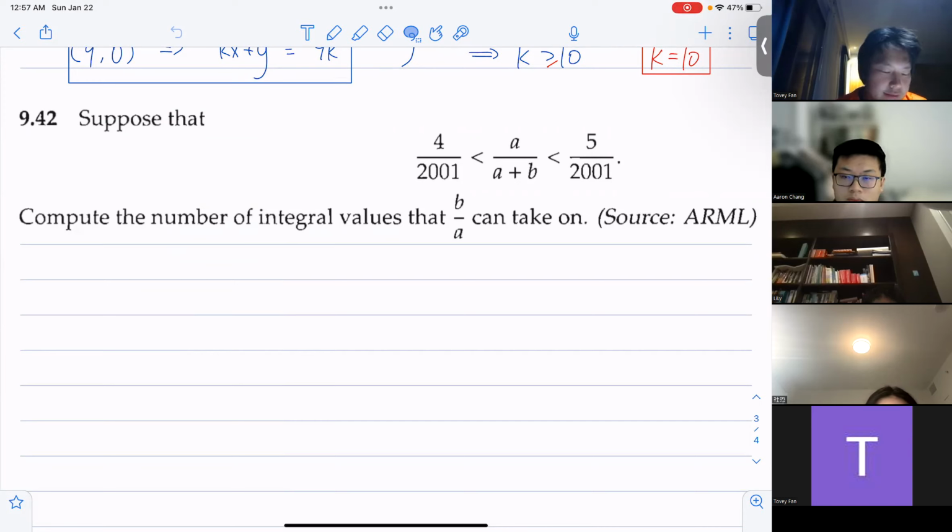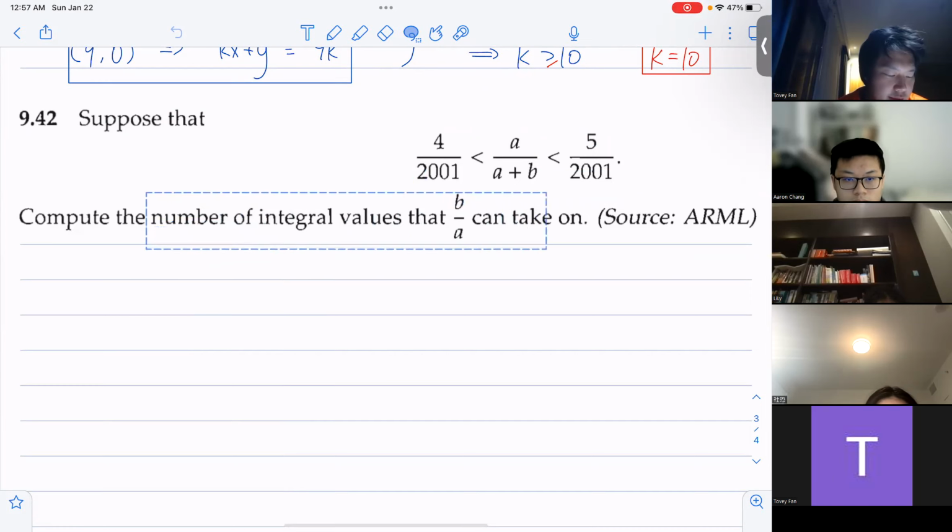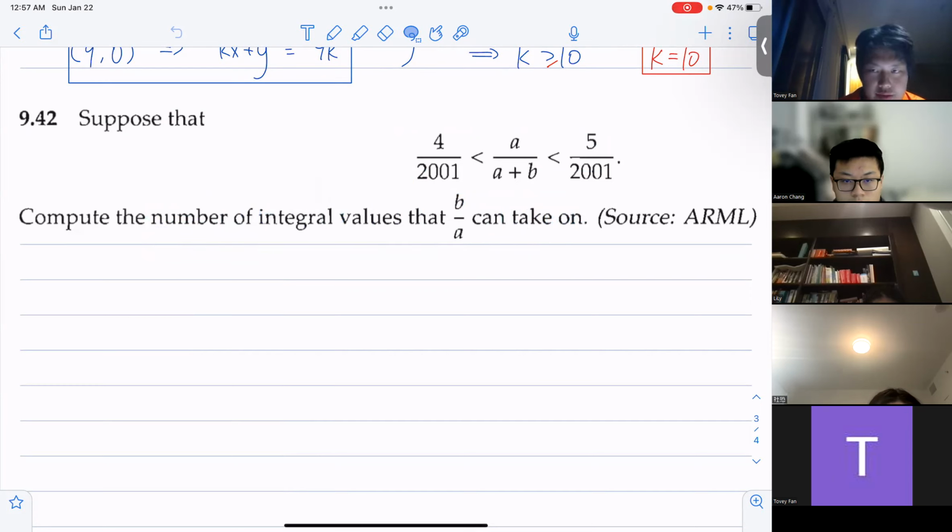So very simple. We're given an inequality, and it's just asking how many different integer values. Integral is the adjective of integer, 整数的. All right. So it's asking how many integral values that b over a can take on. 就是说 b over a 呢可以取多少个不同的整数值。It's very straightforward. Just any idea.